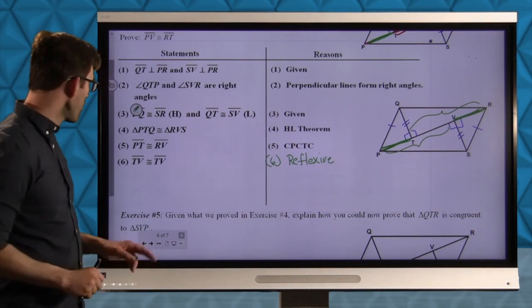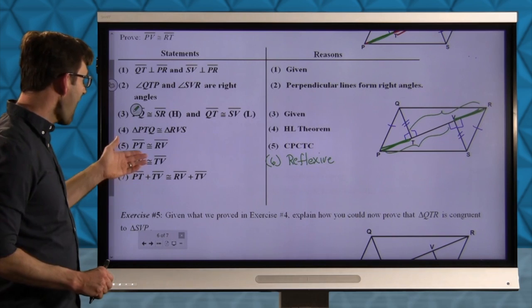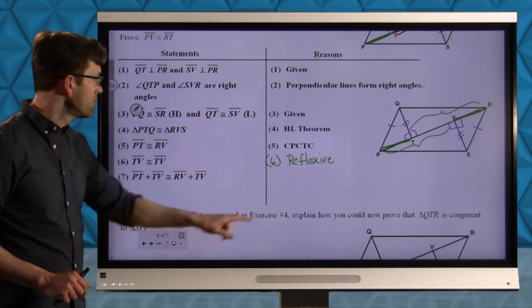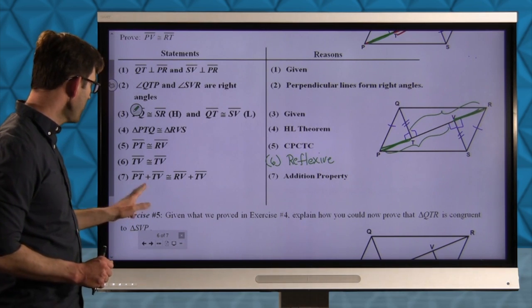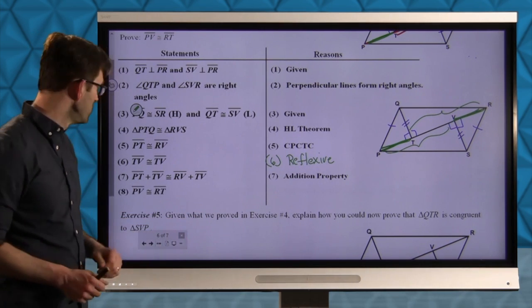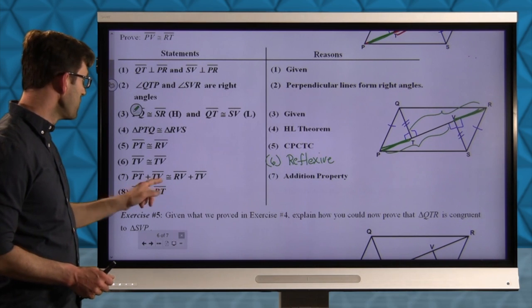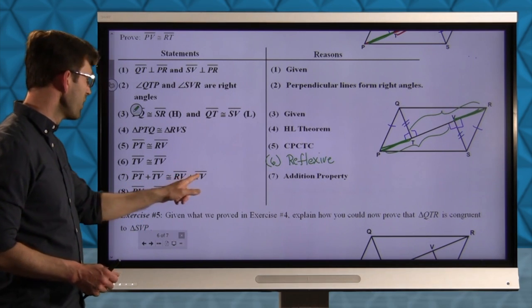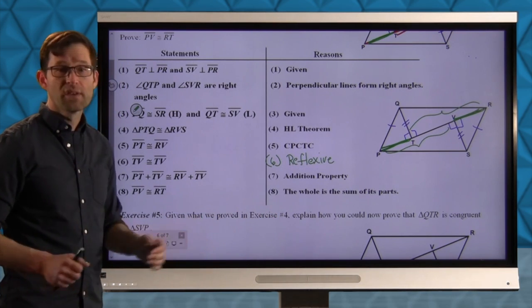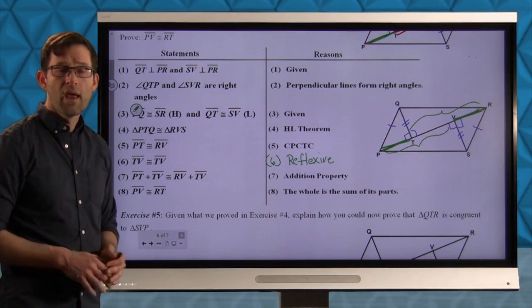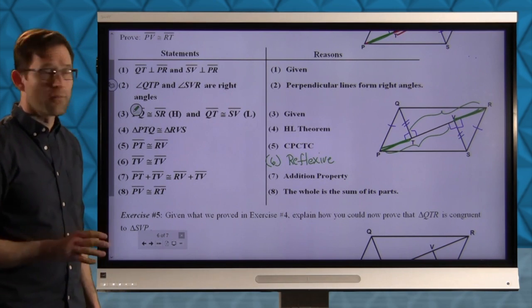By the reflexive property. Then I can add those two equations together with the addition property. And finally, I get what I want. Now, why can I say that PT plus TV is PV and RV plus TV is RT, besides it sounding kind of funny? That's because the whole is the sum of its parts. And that is, again, very, very different, right?